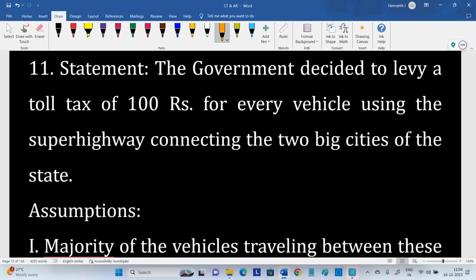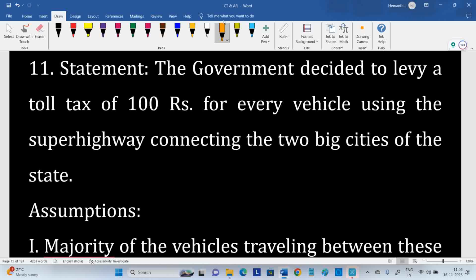What's the statement here? The government decided to put a tax of 100 rupees for every vehicle using the superhighway connecting the 2 big cities of the state. Right. So why will they put the tax amount? They already spent some amount for the road. You know why toll gate tax is collected. To maintain that road properly. And maybe they already spent some crores of rupees on that road, they want to recover that, and to maintain it they have some staff they want to pay salary and everything. So for that purpose they are collecting the tax. That's the basic thing, right?